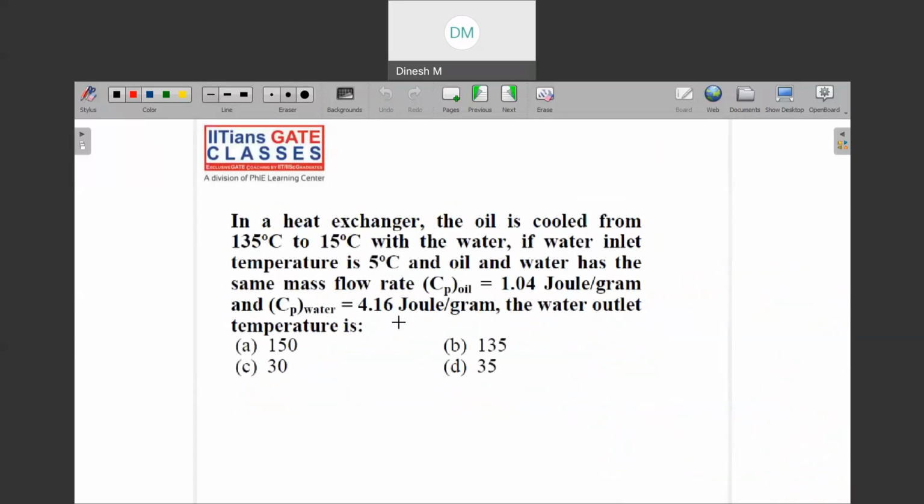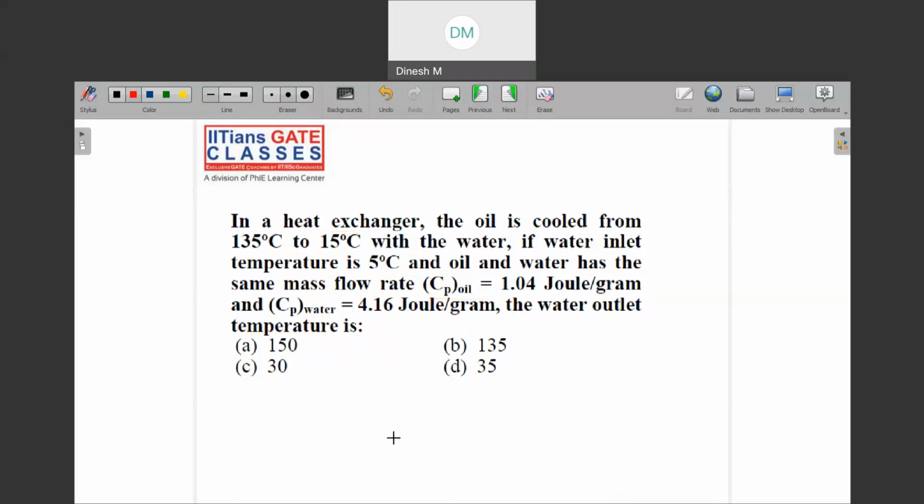Now the next question. It says that in a heat exchanger, the oil is cooled from 135 degrees Celsius to 15 degrees Celsius with water. If the water inlet temperature is 5 degrees Celsius and oil and water have the same mass flow rate, Cp of oil is 1.4 joule per gram and Cp of water is 4.16 joule per gram, then they are willing to find out the water outlet temperature.